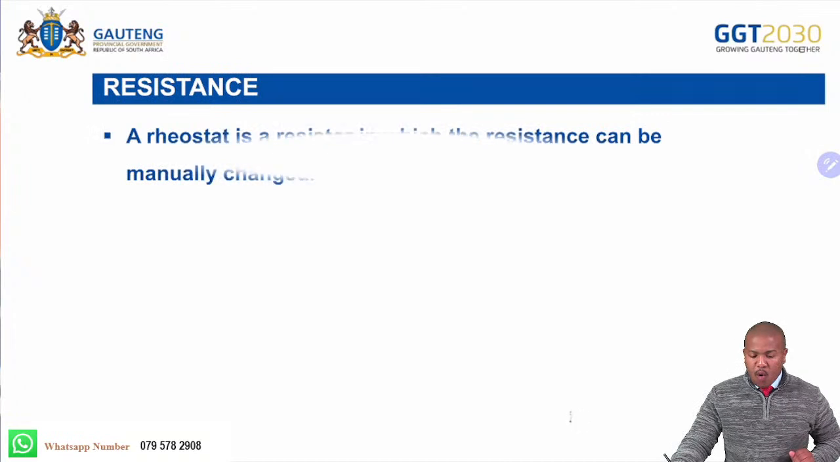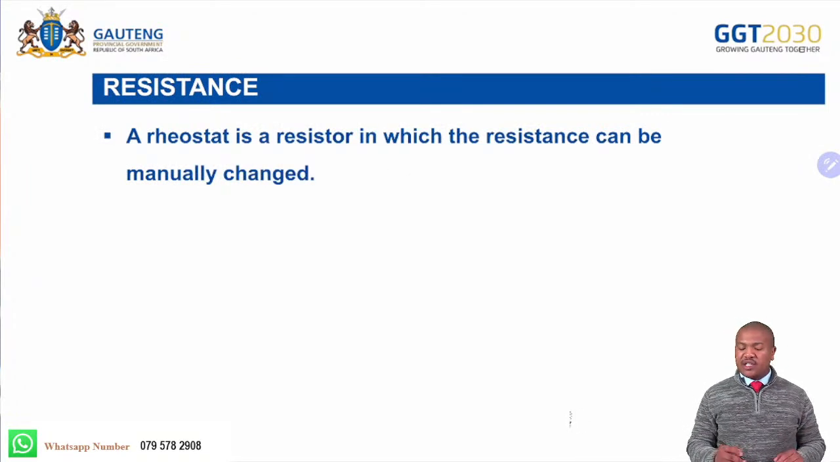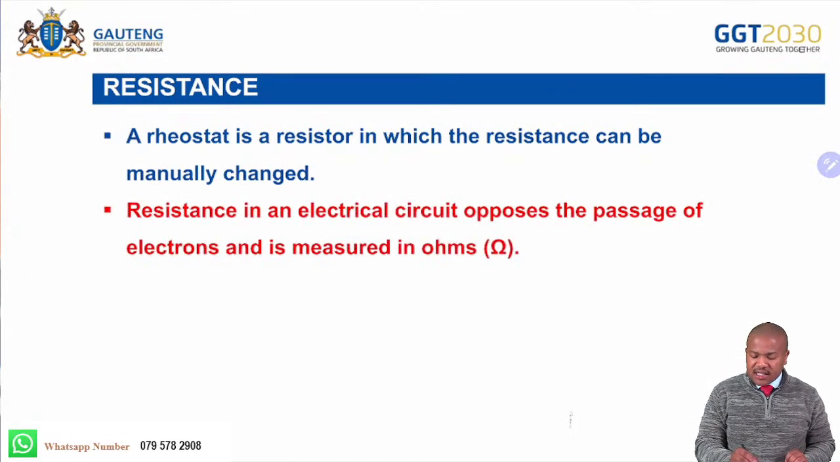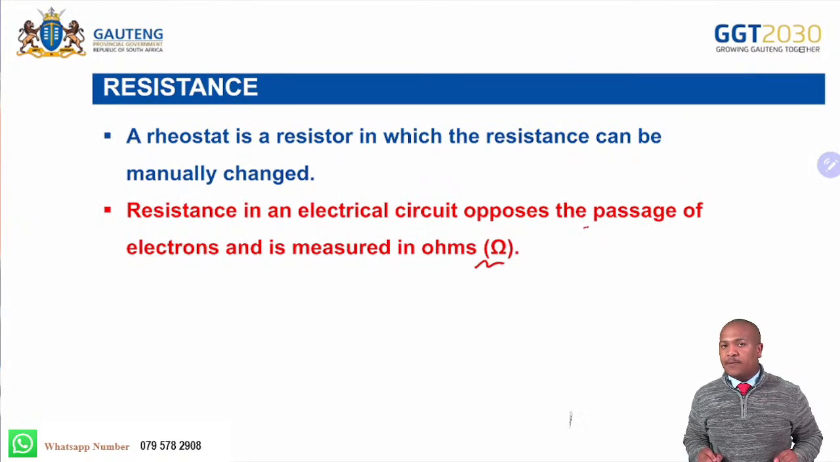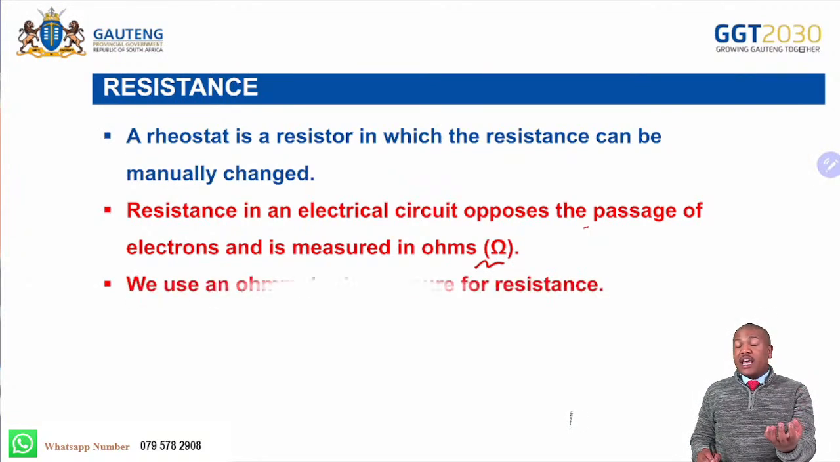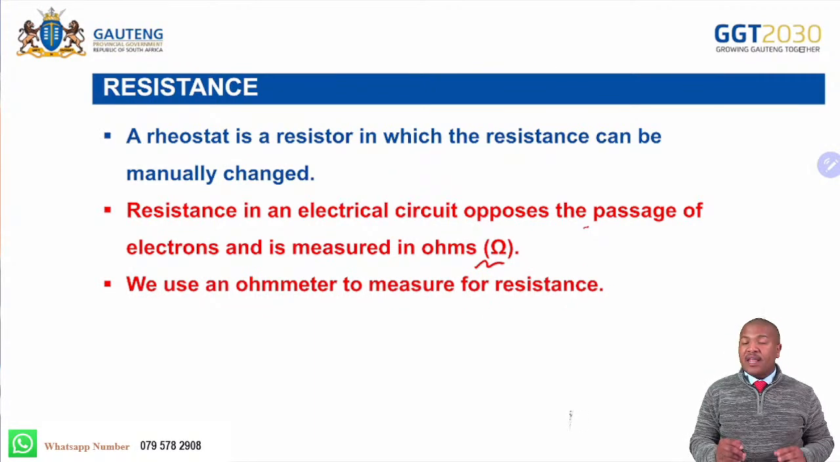So now, we also have rheostats, right? And we said that a rheostat is a resistor in which the resistance can be manually changed. Now resistance in an electric circuit opposes the passage of electrons, and it is measured in the unit ohms, and we use a tool which is called what? An ohm meter to measure resistance.